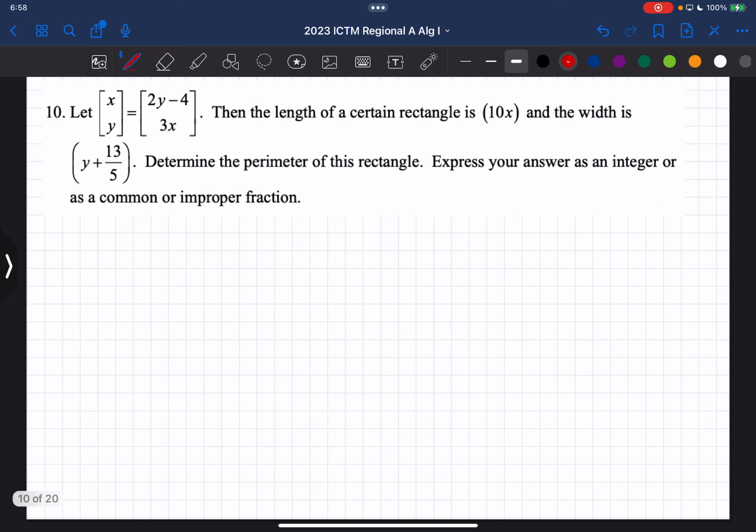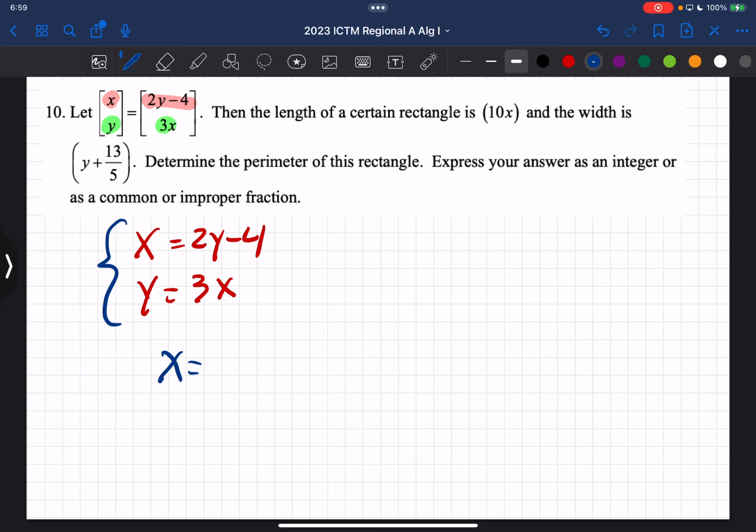All right, number 10. So here, this equals that. Now, the important thing here is that this equals that, and that this piece equals that. So I can write this as x equals 2y minus 4, and y equals 3x. So what we have is a system of equations, and we can substitute 3x in place of y. So x equals 2 times 3x minus 4. So x equals 6x minus 4.